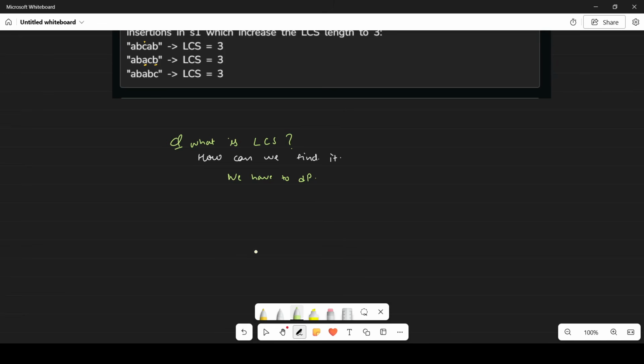So what are the parameters for this DP? The important parameters are, first parameter is id1 and the second parameter is id2. id1 denotes the index of string 1 and id2 denotes the index of string 2. Now let's discuss the transition diagram.